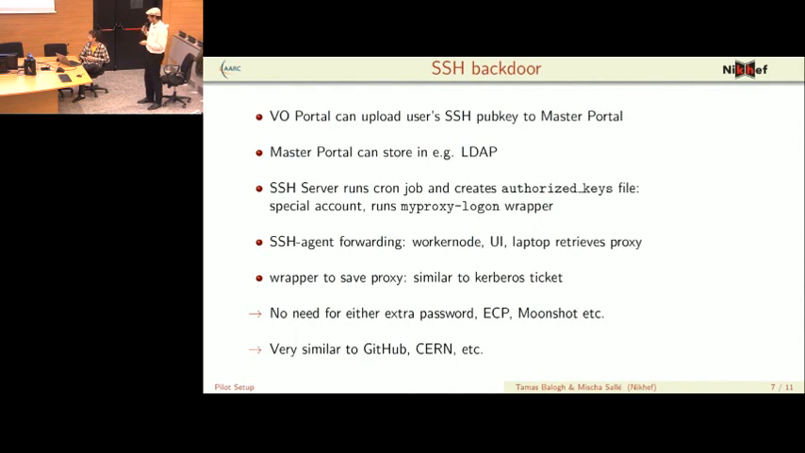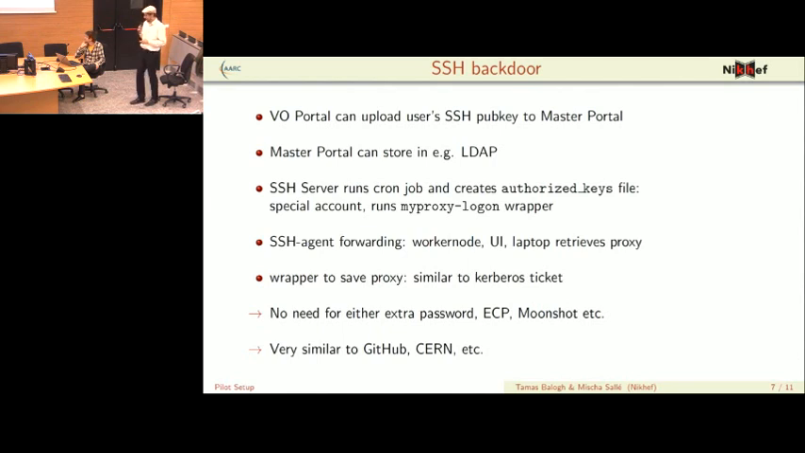SVN is also using this, and GitHub is using this. There are all kinds of bits of software doing this. And as long as you can do SSH agent forwarding, you can basically get proxies wherever you like. With a very simple wrapper, you can just save the resulting proxy, and it's similar to a Kerberos ticket. The good thing here is that you don't need any extra passwords, or to use federation passwords on command lines.